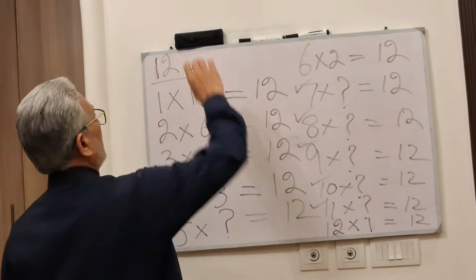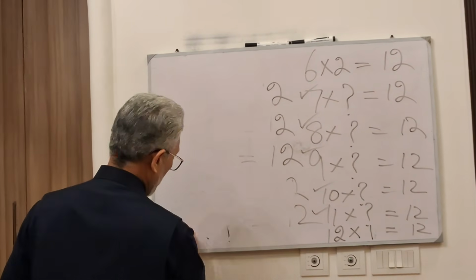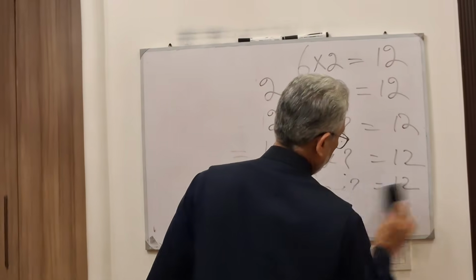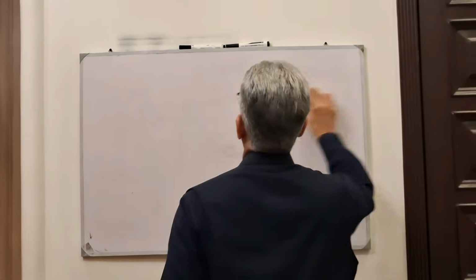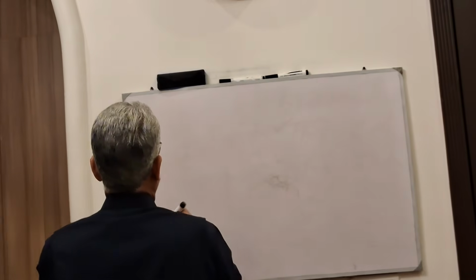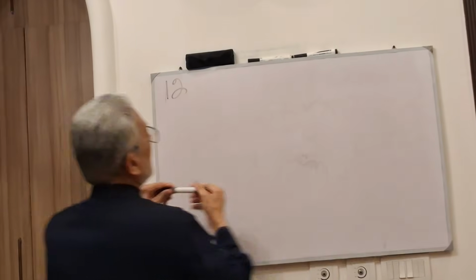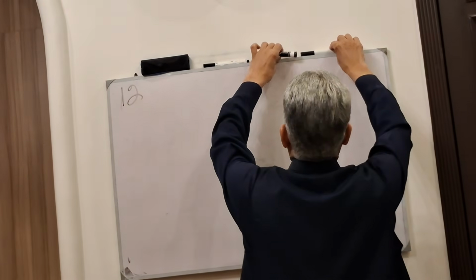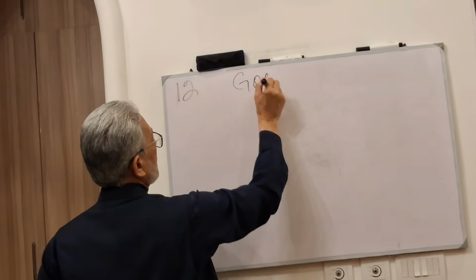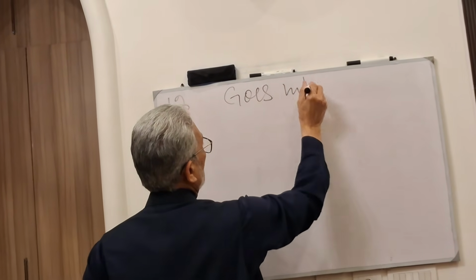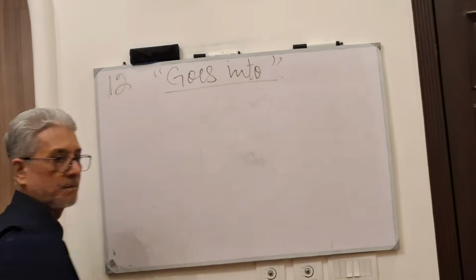Now there's another method which is called the goes into method. Let's understand what the goes into method is. We are finding factors of 12. Let me try this marker. What is the name of the method? Goes into. This is the name of the method.